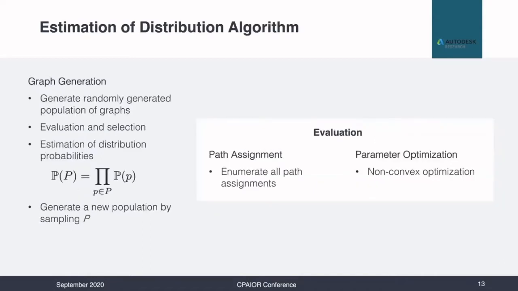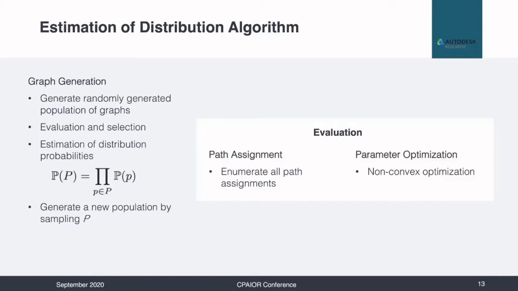The final approach is based on an evolutionary algorithm called estimation of distribution algorithm, or EDA in short. We start with a population of individuals where each individual is a gearbox layout. With this method, we impose some additional constraints on the individuals. For example, we impose an upper bound on the number of paths contained in each graph. Each individual is evaluated by enumerating all possible path assignments and solving the parameter optimization problem for all of them.